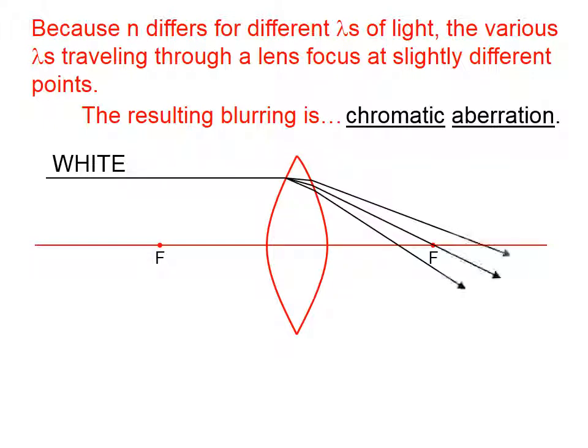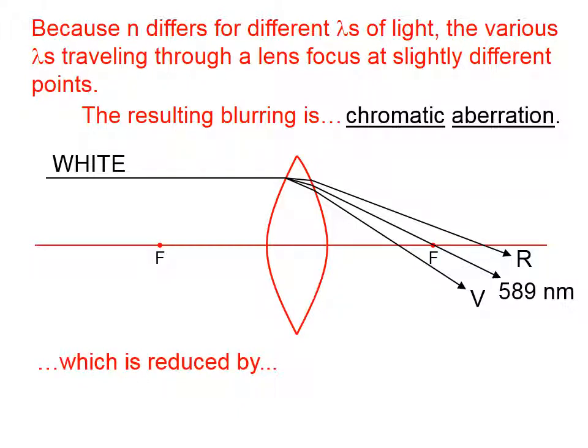If we have white light that is incident on this converging lens, let's break it into, let's say, three colors. The wavelengths that are bent the least would be the red wavelengths. The wavelengths that are bent the most would be the violet wavelengths, and the wavelength that would go right through that focal point would be the one that gives us the index of refraction of this glass, 589 nanometers.